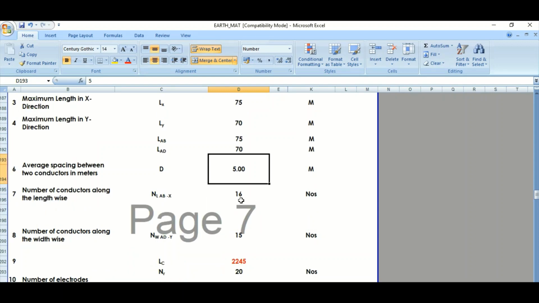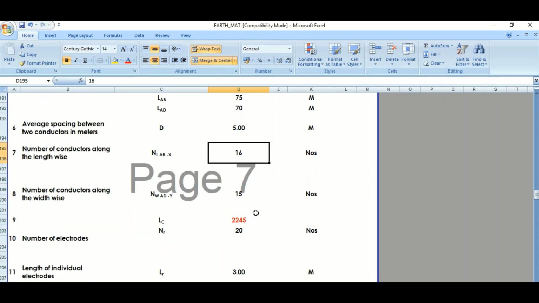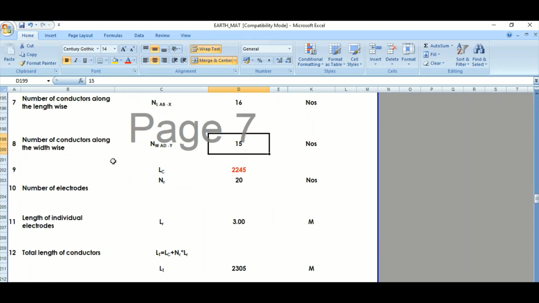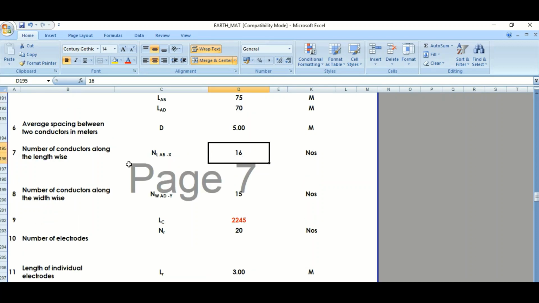And number of conductors, we have considered 16 numbers. Okay, 15 number of conductors along the width side. This is towards the length, that means 75 meter length, 16 numbers. And towards this 70 meter y direction length or the width, total 15 numbers we have considered.